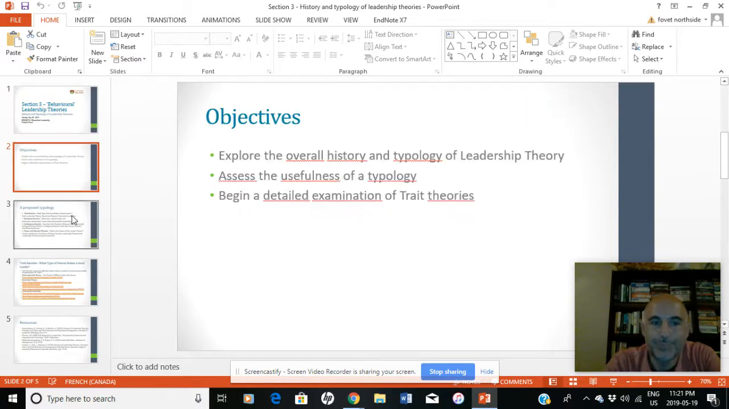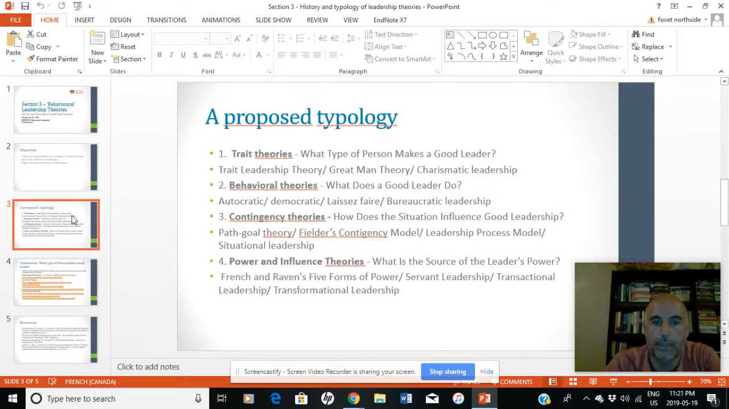So, objectives. We are going to explore the overall history and typology of leadership theory, assess the usefulness of having a typology and explain to you what it is, and then begin a detailed examination of trait theory, which is category 1. We have 4 categories in this typology. On this recording, we are going to just tackle the first one. Tomorrow in the Collaborate session, I will tackle the second one, and then we will spend one full section of the course on the next 2, because they're a little heavier in terms of content, a little more complex.